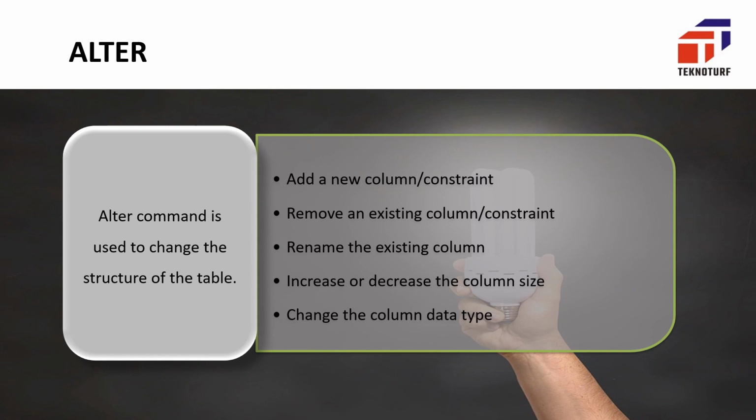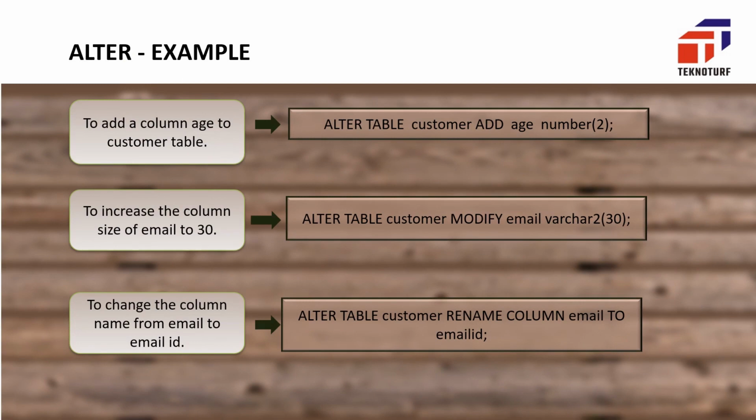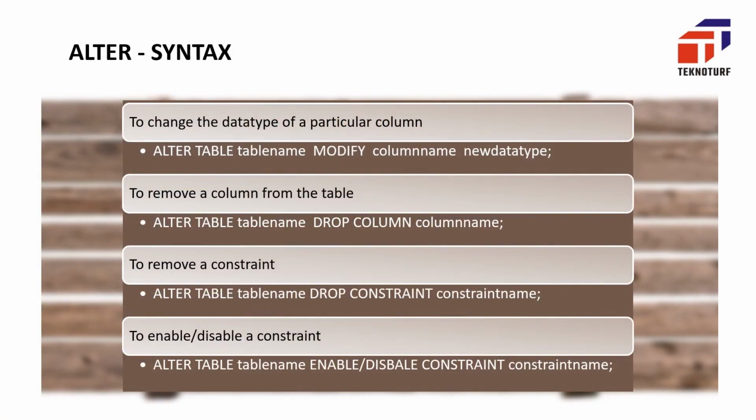The alter statement is used to do the following: add a new column or constraint, remove an existing column or constraint, rename the existing column, increase or decrease the column size, and change the column data type. Here are a few examples of how to add a new column, increase the size of the column and rename the column. Here are listed a few syntaxes of the alter statement for various uses.